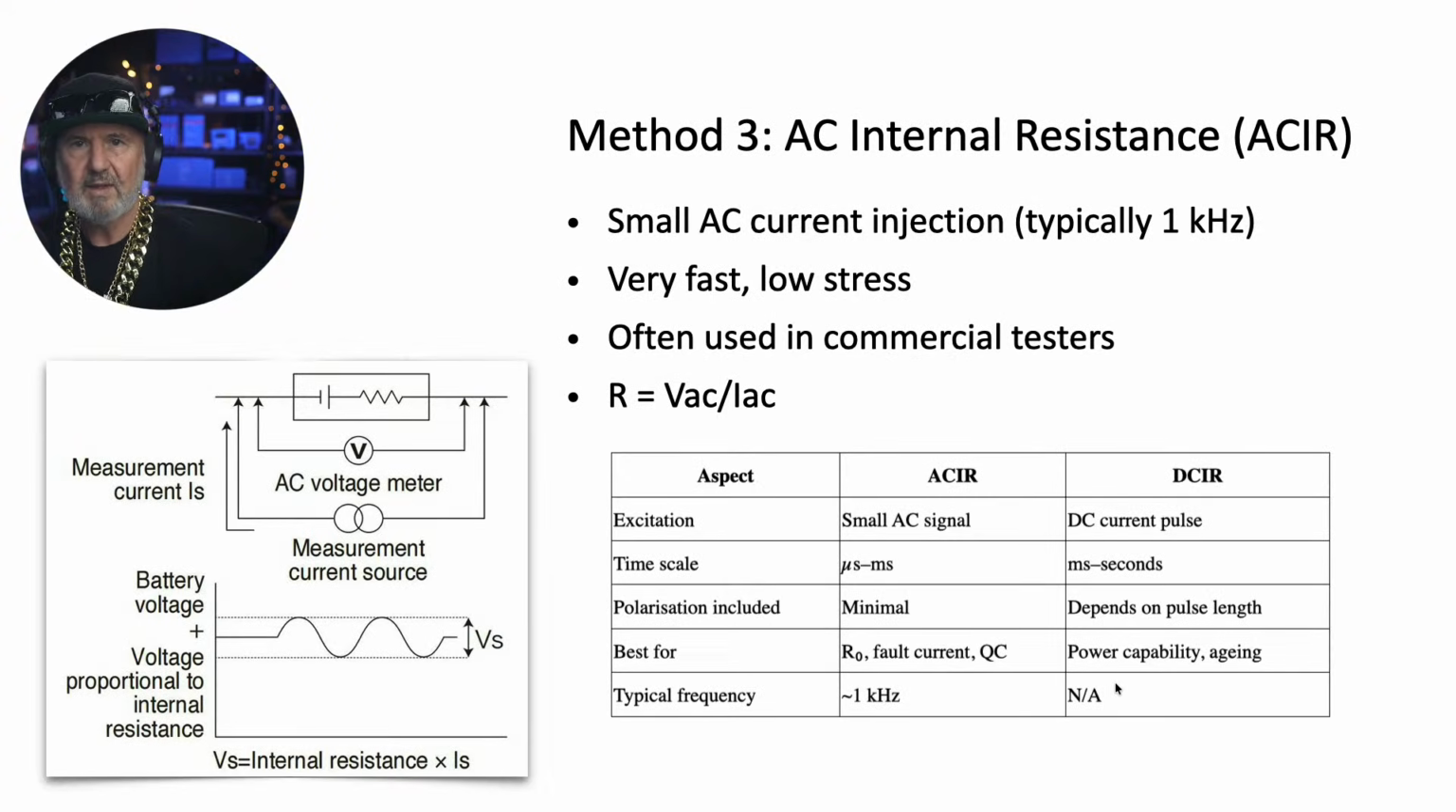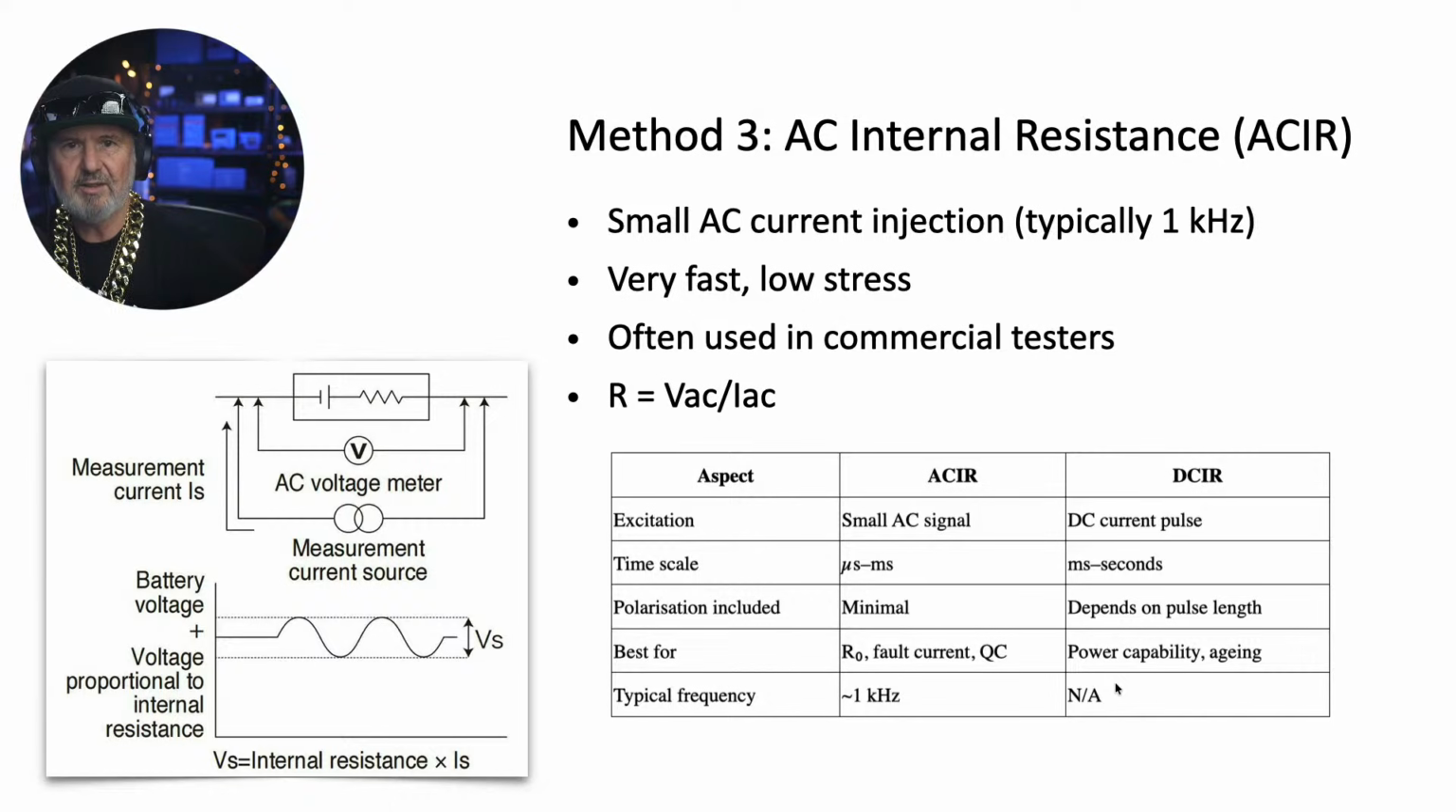Method 3 is surprisingly using an AC current. Yeah, an AC current on a cell. And this is very common amongst commercial testers because it's very easy to do. And I've even put a table in there showing the differences between doing the DC pulse test and the AC internal resistance test. So you pass a small AC current, typically at around 1 kilohertz.